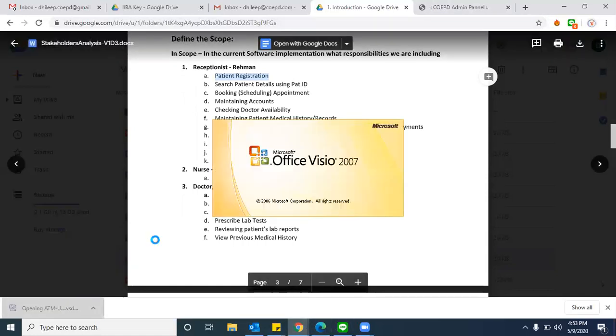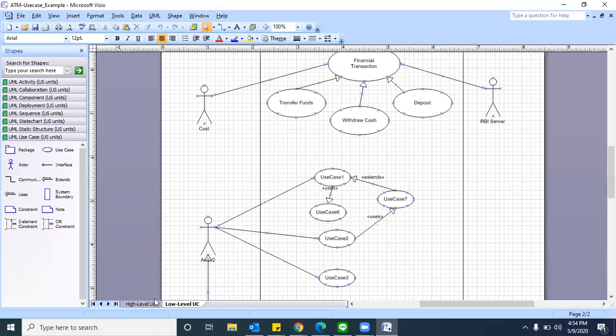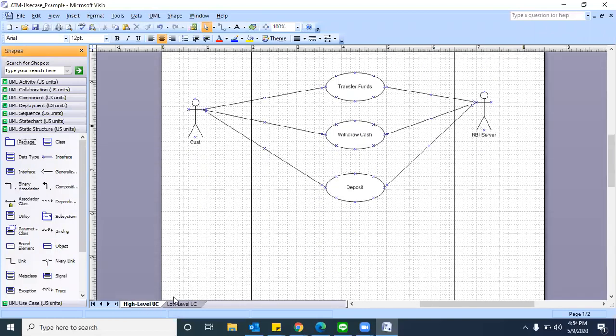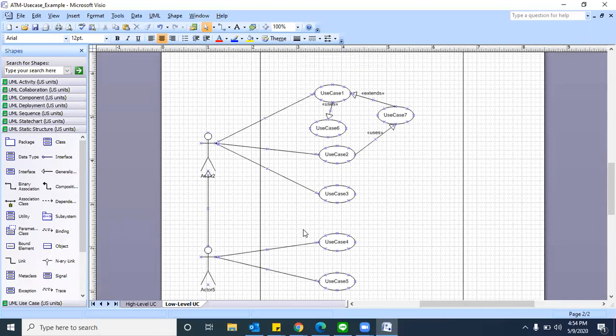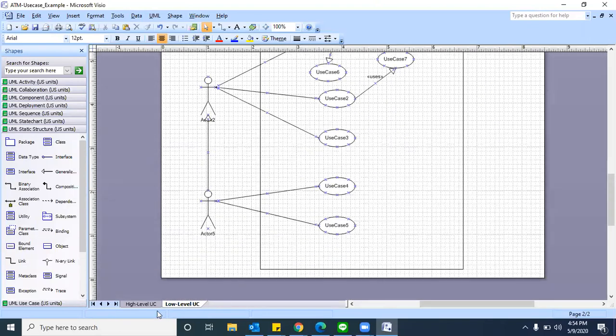See here, I explained with one example. Even patient registration, if I'm not wrong, we discussed, right? No, sir, only ATM we have seen so far. Yes. For the receptionist, we will have one, sir, so that we can understand our stakeholder and level.